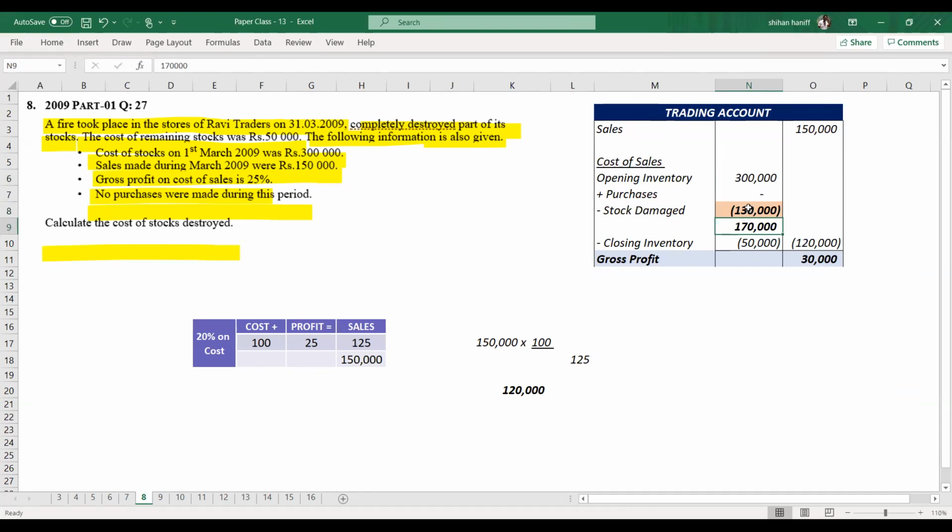Oh, sorry, left. Yeah, remaining 170. So the closing stock is 50. Cost of sales is 120,000.